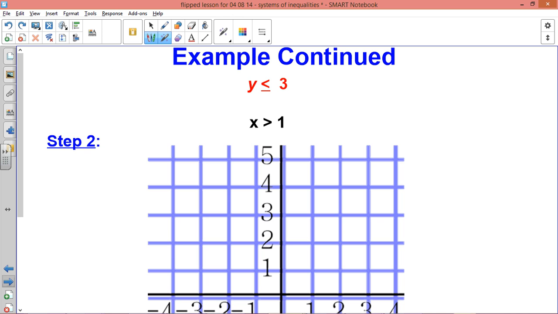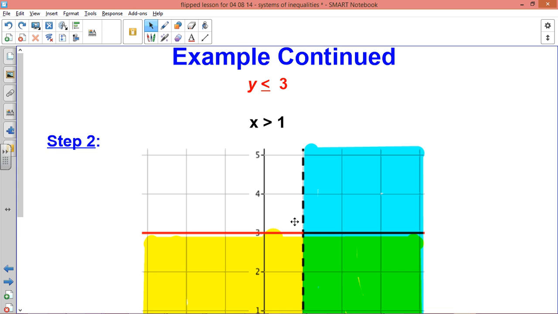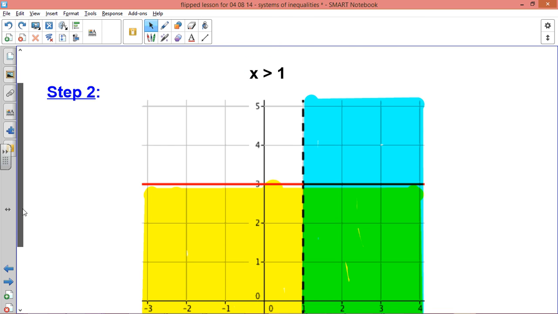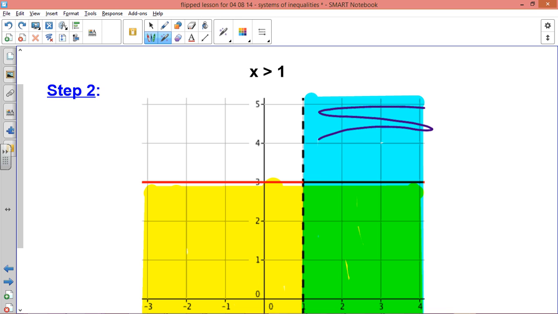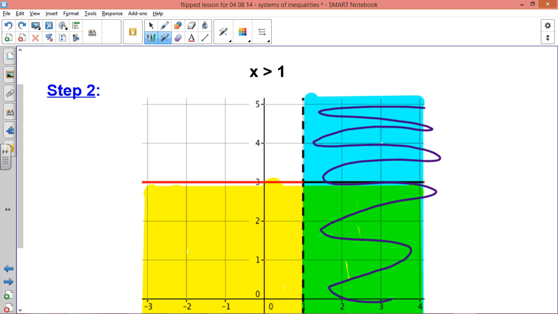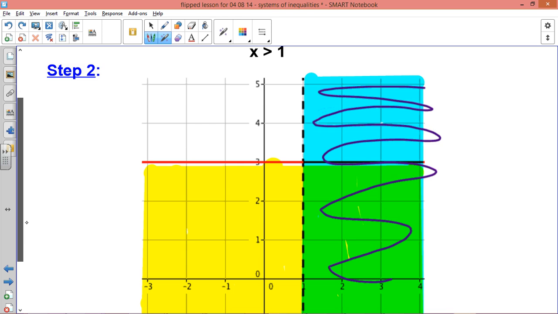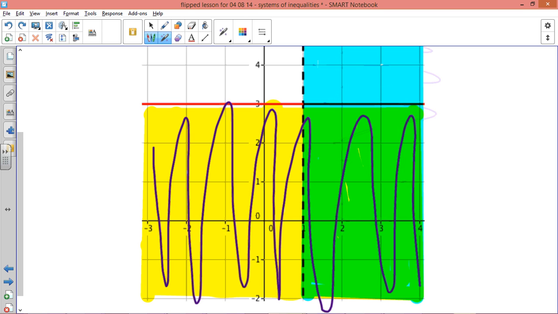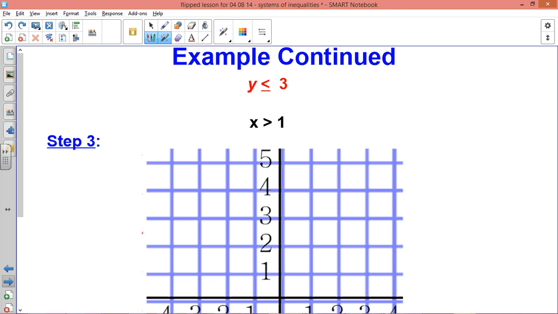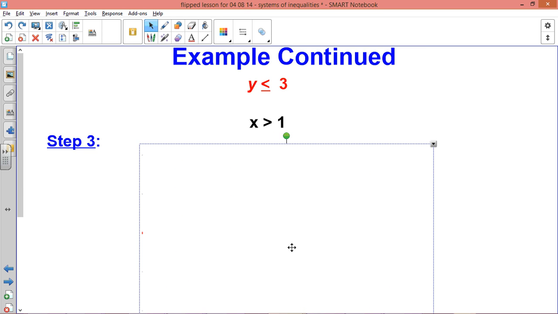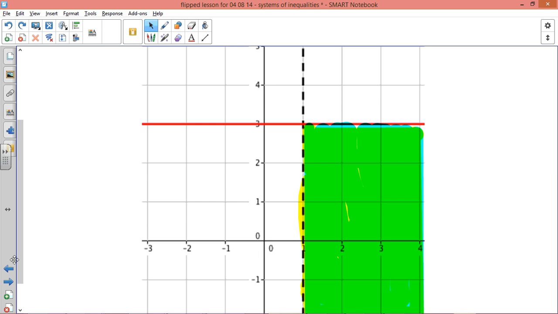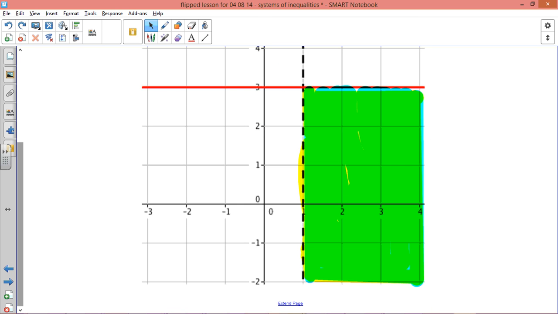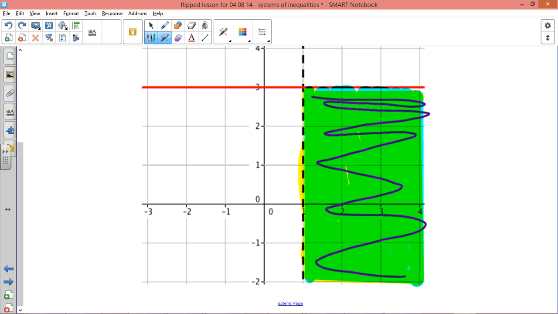Okay, so now that we have figured out which side to shade, we go ahead and shade it. We get that everything above, or everything to the right of, the black dotted line is going to be a solution, and everything below the red solid line is going to be a solution. Finally, our step 3 is to erase the overlap. We just get that anything in this lower right quadrant is going to be our solutions. So everything right in here.